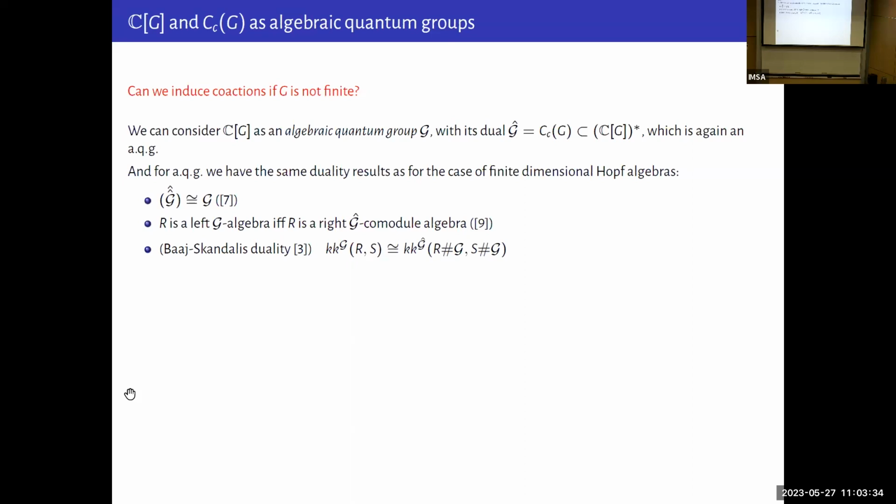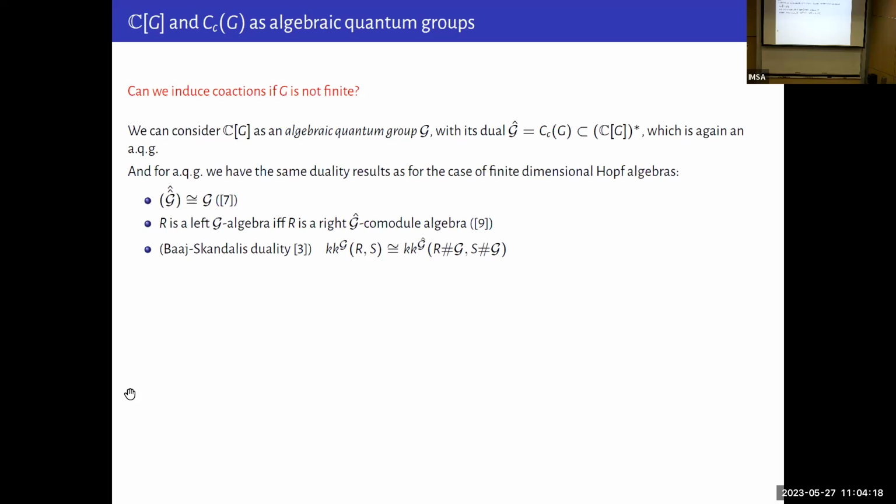So, but what happens if our group is not finite and we want to induce a coaction? Because if the group is finite, the group algebra is a finite dimensional algebra, and for us it's the same working with actions of the Hopf algebra and coactions. If the group is not finite, how can we induce a coaction? So the idea is to work in the framework of algebraic quantum groups. Why algebraic quantum groups? Because they have a good duality, like in the case of finite dimensional algebras. You have an algebraic quantum group, you can construct a dual, which is again an algebraic quantum group. And if we take duals twice, we will recover the original algebraic quantum group.